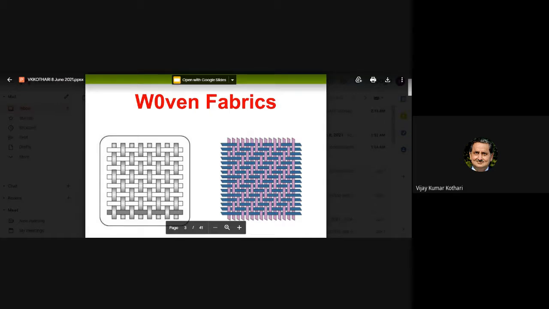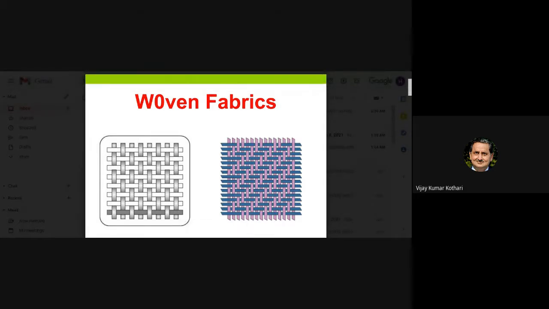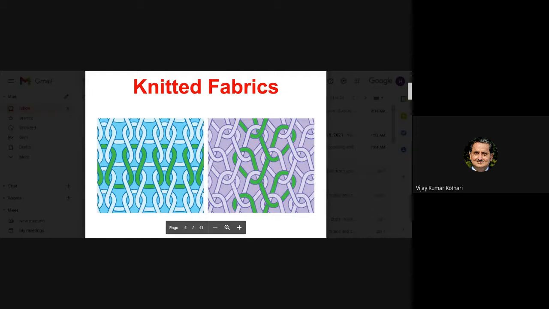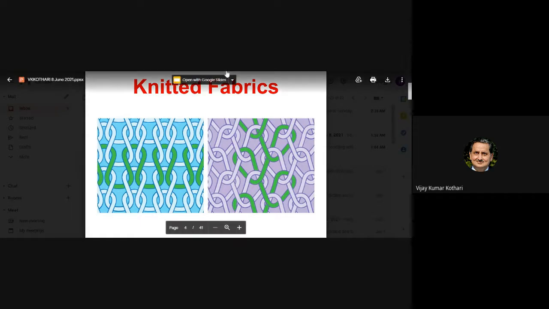If you look at other ways of organizing the yarns in the structure, in the next slide we have the knitted structure, and you could really recognize the weft knitted structure in the left hand picture and the warp knitted structure in the right hand picture. And the way these yarns are interlooped to make the knitted structure could really make a lot of difference to the extension properties of these fabrics.